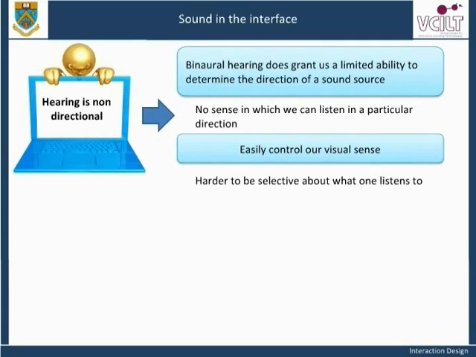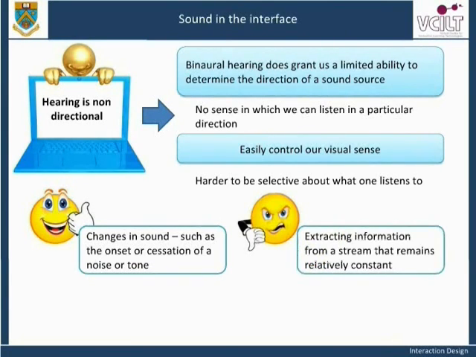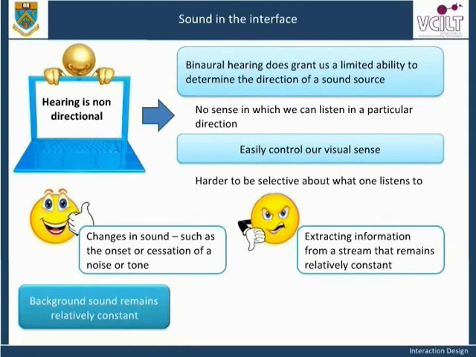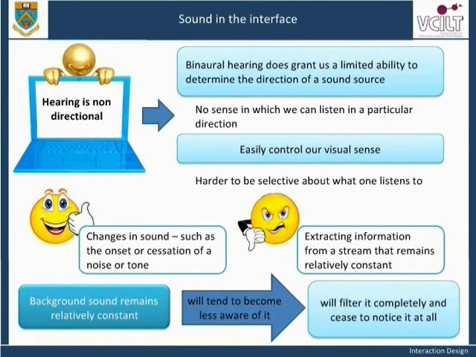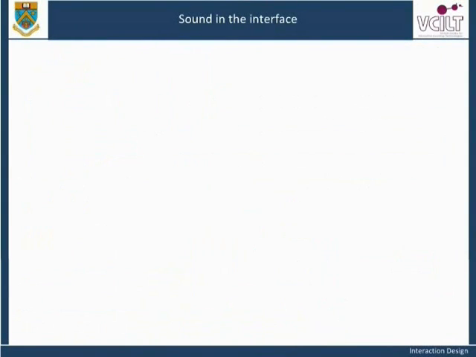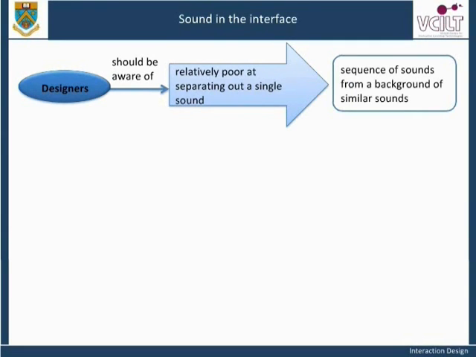It is well known that people are rather good at noticing changes in sound, such as the onset or cessation of a noise or a tone. However, we are rather less good at extracting information from a stream that remains relatively constant. In fact, if a background sound remains relatively constant over a period of time, we will tend to become less aware of it, and eventually will filter it completely and cease to notice it at all. A further property of sound and hearing that designers should be aware of is that we are relatively poor at separating out a single sound or sequence of sounds from a background of similar sounds.